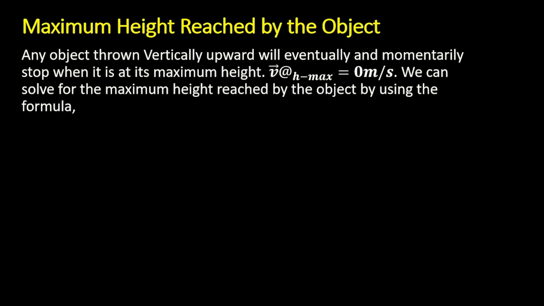Maximum height reached by the object. Any object thrown vertically upwards will eventually and momentarily stop when it is at its maximum height. The final velocity at its maximum height is equal to 0 meters per second. We can solve for the maximum height, or h max, reached by the object by using the formula.